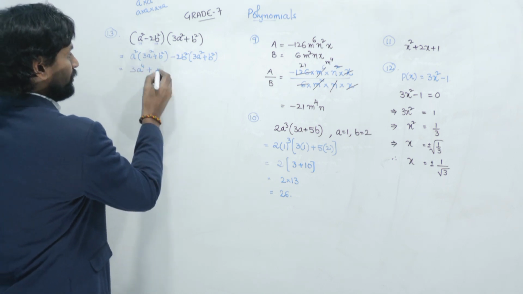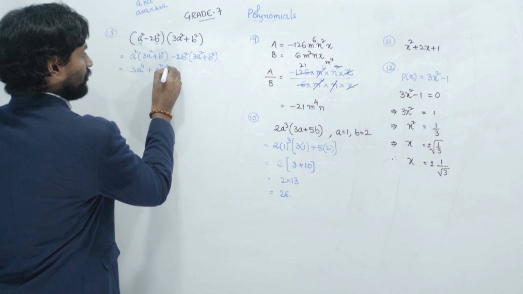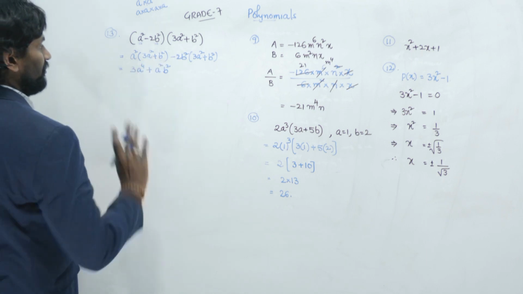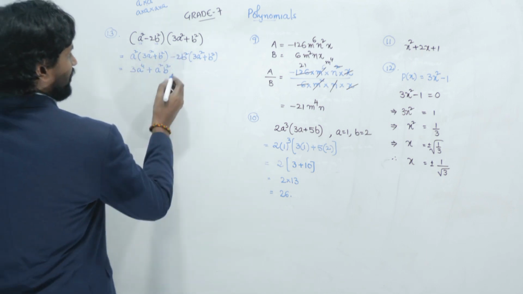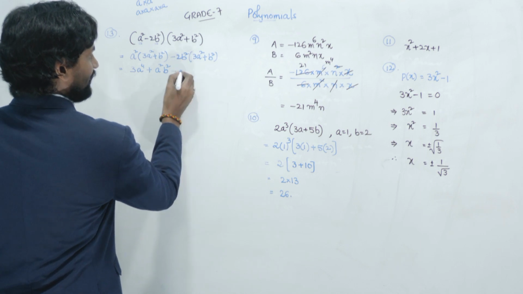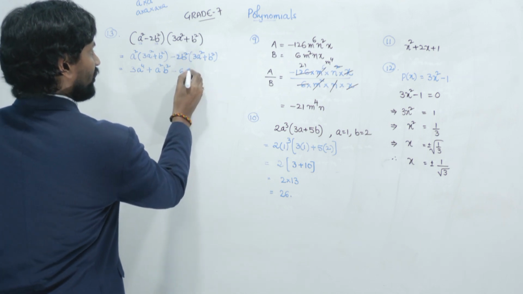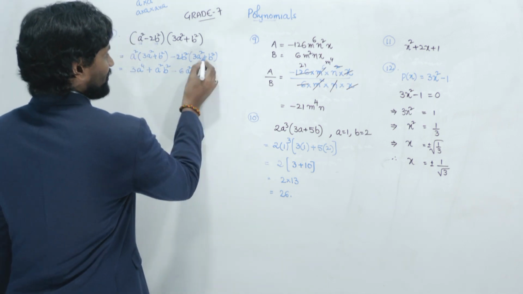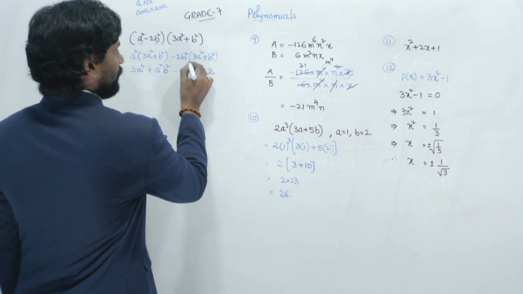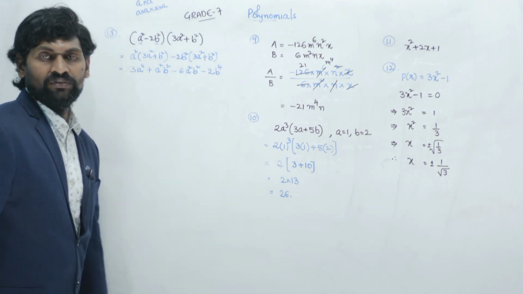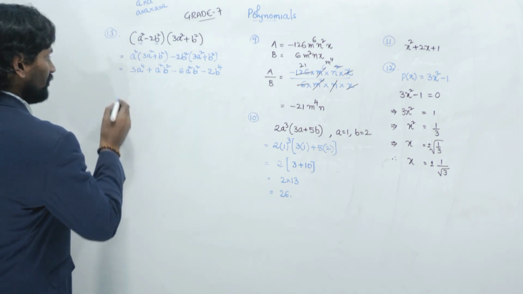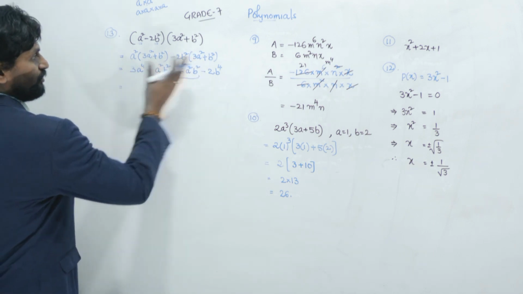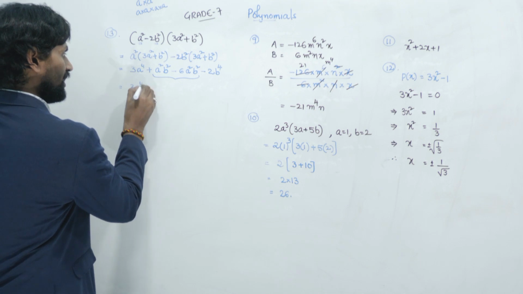Next, a square into b square. Both are different variables, so we write them together as a square b square. Now minus into plus is minus, 2 threes are 6, b square into a square b square. I have written it in alphabetical order. Now minus into plus is minus, 2 into 1 is 2, b square into b square is b power 4. Just identify the like terms. The middle two terms, a square b square and a square b square, are like terms. The remaining two are unlike terms. Write the remaining two terms as they are.